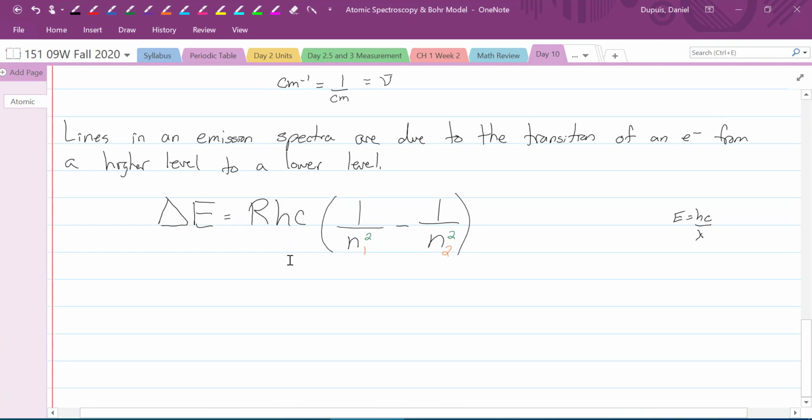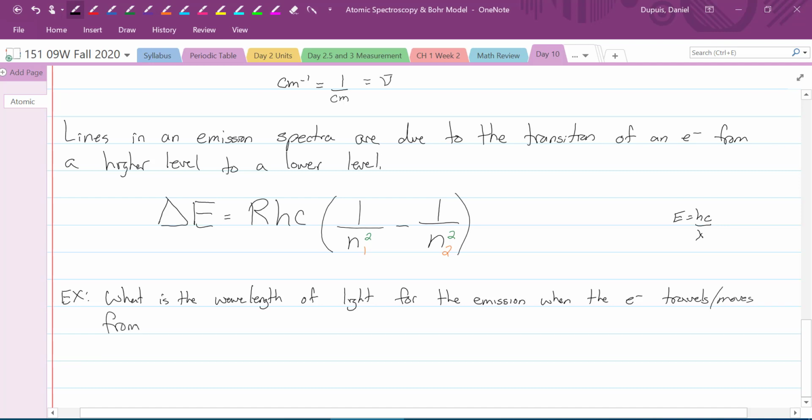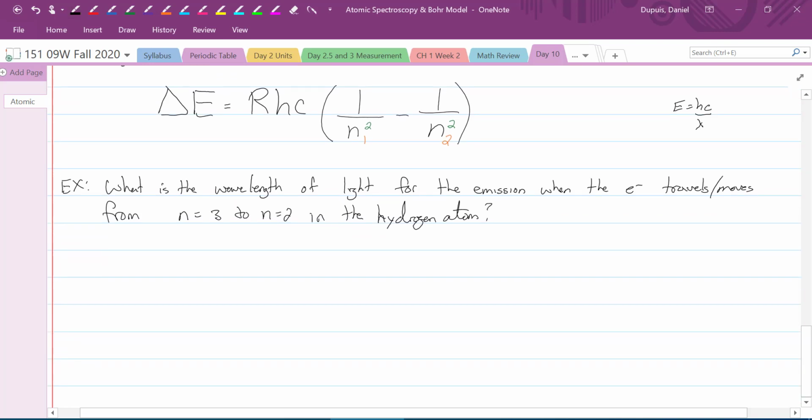So let's do a quick example here. What is the wavelength of light for the emission when the electron travels or moves from n equals 3 to n equals 2 in the hydrogen atom? All right, so that's what we're going to do real quick.